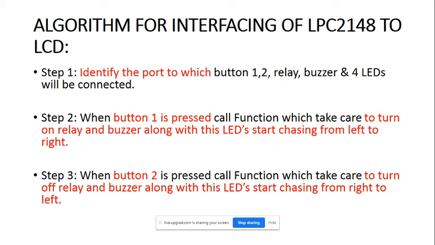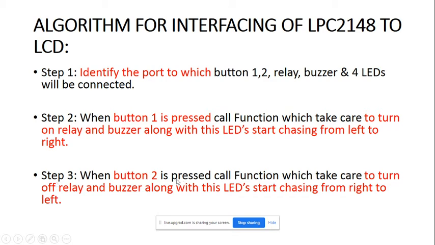The second step is when button 1 is pressed, that time you call one particular function. In that function you are turning on the relay and buzzer along with the LED changing in one direction, that is left to right. That is your next step.